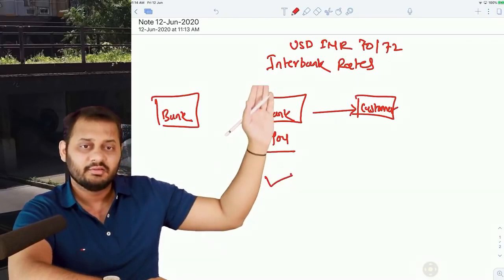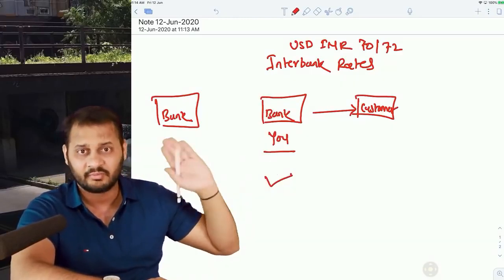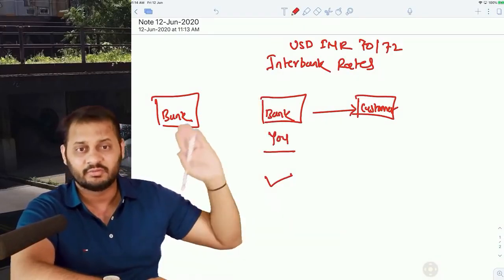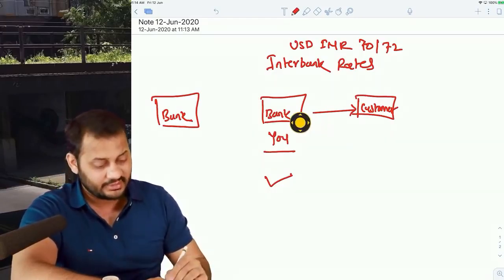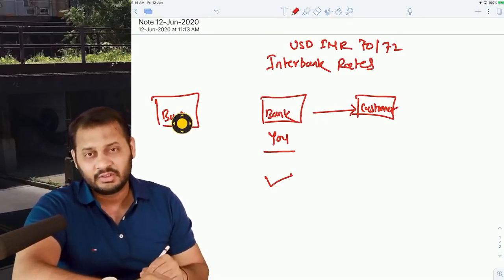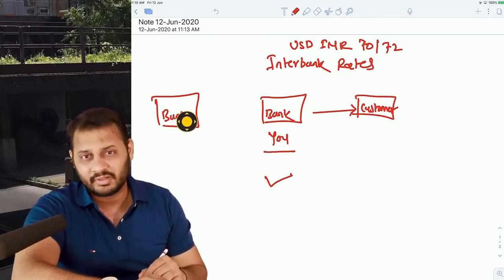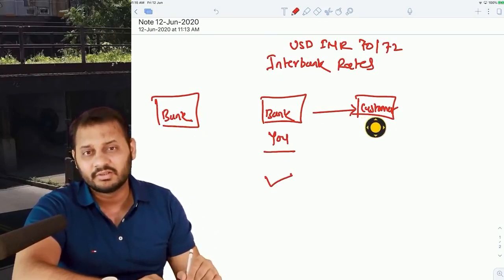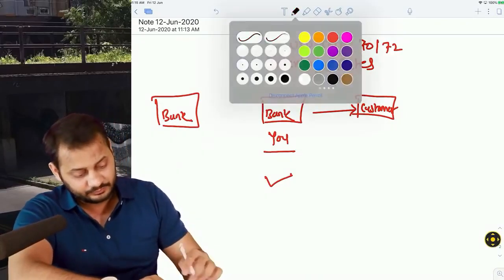If you are dealing with another bank, that means you are dealing in interbank, then interpret those rates from the other bank's angle. The same rate has to be interpreted from this angle also. What is most important is with whom you are dealing. If you are dealing with another bank, interpret those rates from the other bank's angle. If you are dealing with the customer, interpret those rates from your own angle. So let's take a couple of examples.